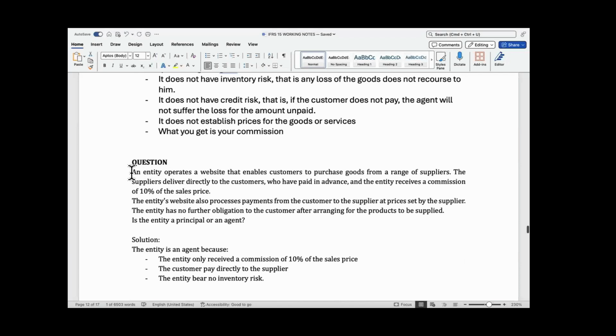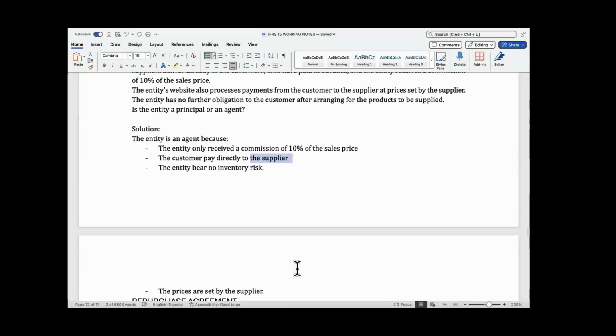We looked at the question, and we saw that this website company only gets 10% commission. The customer pays directly to the supplier, not to you. Probably you just have a payment gateway that they use, but the money goes to the supplier's wallet. It doesn't come to you. You don't have control over the money. And from the question, we saw that you don't even bear inventory risk. If anything should happen to the product, it is the supplier that will bear it. So you are just a middleman. You are an agent, and what you would recognize is just your own commission. So you need to know these characteristics.